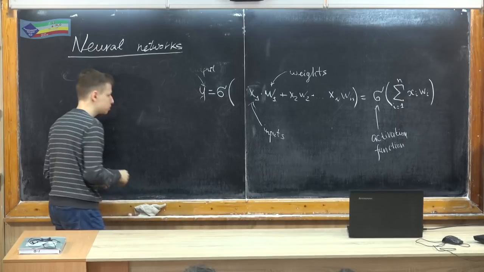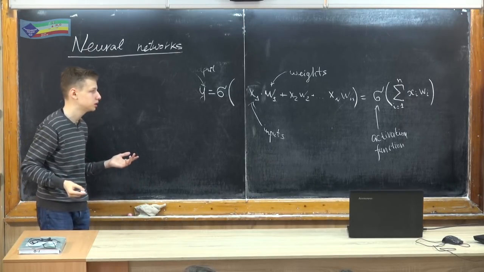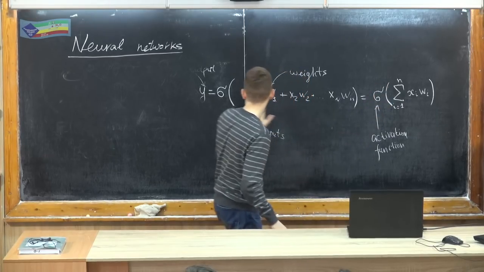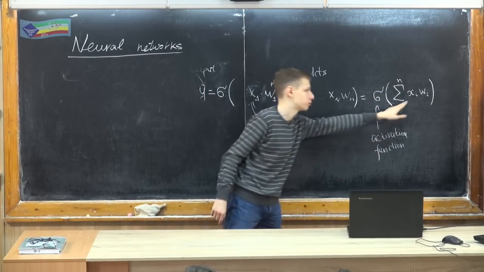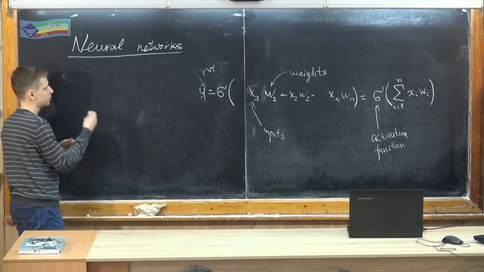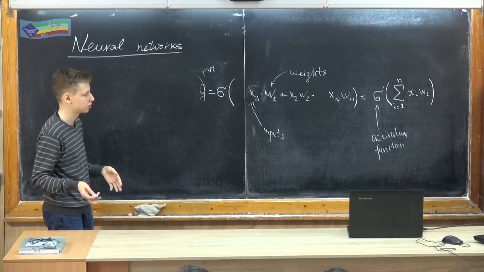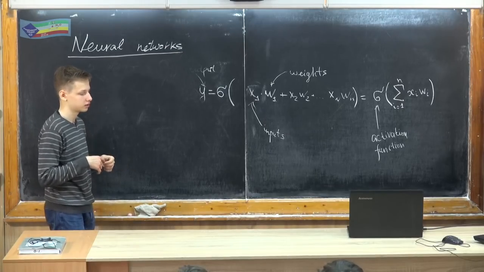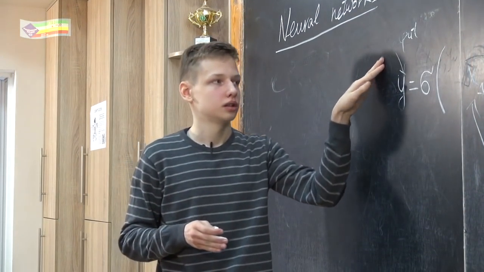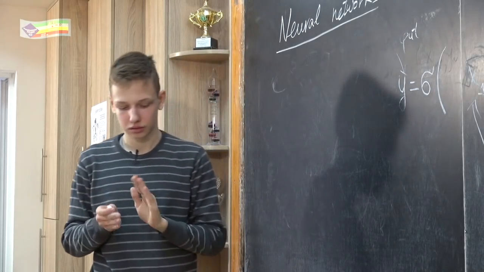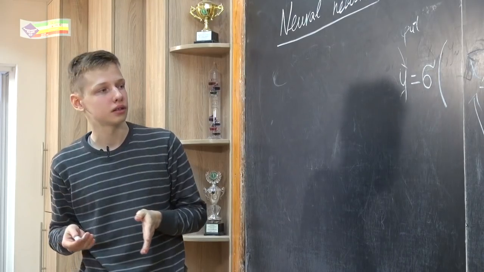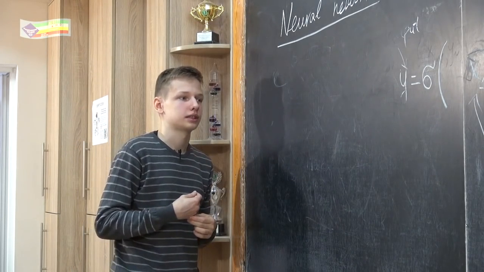And why do we use an activation function? Why don't we just use the output equal to the sum of products? Because usually these sums can be quite large in magnitude, and we want to bound output values within some boundaries, for example, from 0 to 1. Take a look at this example.